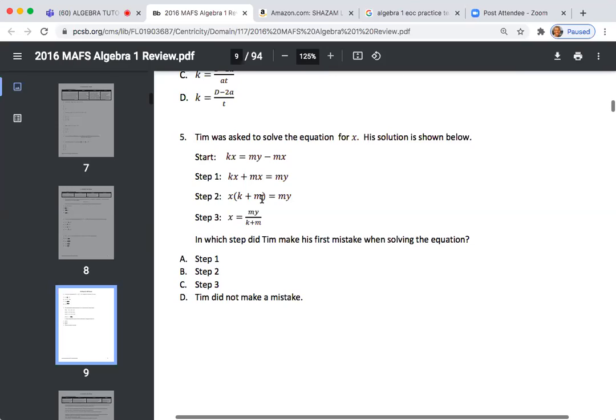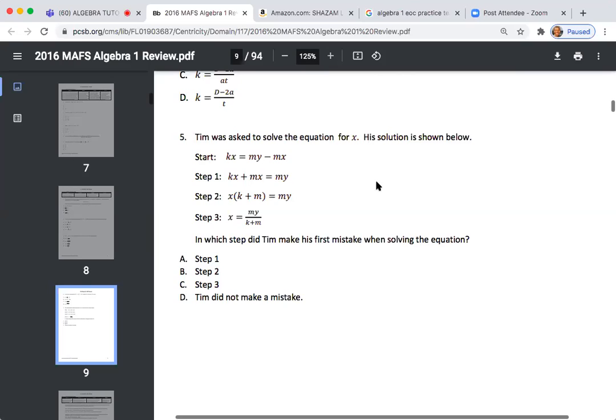And so now we want to finish solving it out. I'm trying to see, where did he make his mistake? This was solving the equation for X. His solution is shown below. In which step did Tim make a mistake? Wouldn't it be step two?